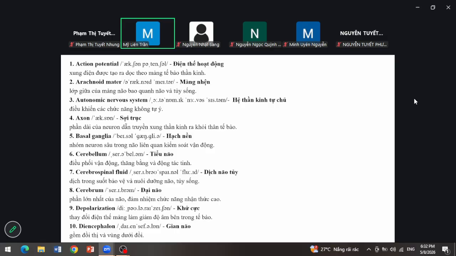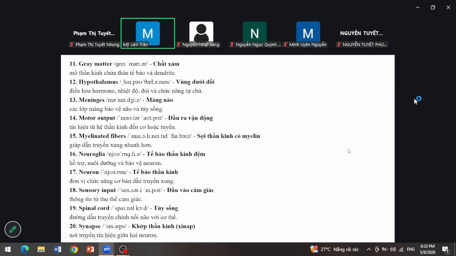8. Cerebrum, the largest part of the brain responsible for higher cognitive functions. 9. Depolarization, a change in membrane potential that makes the inside of a cell less negative. 10. Diencephalon, brain region that includes the thalamus and hypothalamus. 11. Gray matter, neural tissue containing cell bodies and dendrites. 12. Hypothalamus, a brain structure that regulates hormones, temperature, hunger, and autonomic functions. 13. Meninges, the protective membranes covering the brain and spinal cord. 14. Motor output, the nervous system's response sent to muscles or glands.